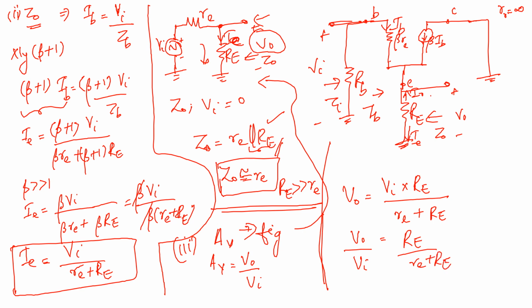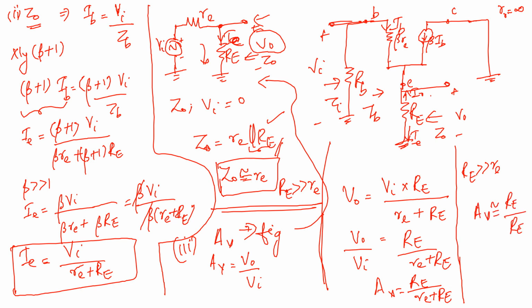So what will be your AV? Your voltage gain AV is equal to RE divided by re plus RE. When you take an assumption, what is the assumption? Your capital RE is very much greater than small re. So you will be getting AV approximately equal to RE divided by capital RE, which will be approximately equal to 1, satisfying the condition. For emitter follower, voltage gain will be equal to 1.